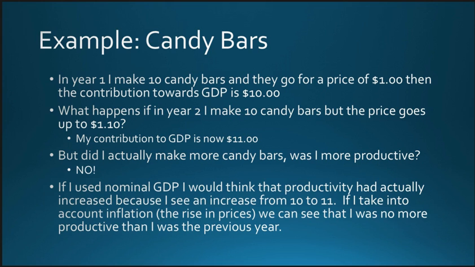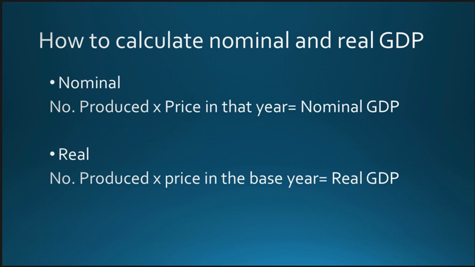So I'm not actually more productive, so that's why we use real. We use prices from the years that we're trying to compare. If we're just examining 1 year, then we would use nominal. If we're trying to track growth, then we use real because we want to take out inflation. Because inflation makes the prices go up, which can give a deceiving perception of what's actually going on in the economy. As you can see in this particular example, I didn't actually make more candy bars. My company wasn't any more productive than it was the year before. But if we just looked at the dollar amount of goods and services that I provided, you would think that I was. So that's why we're going to go ahead and use real.